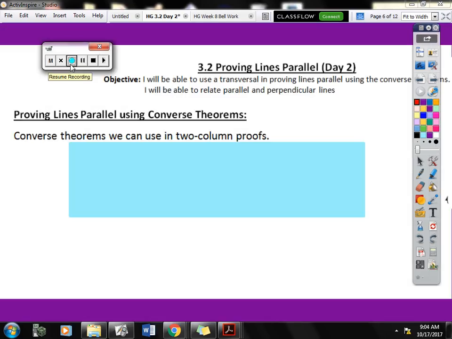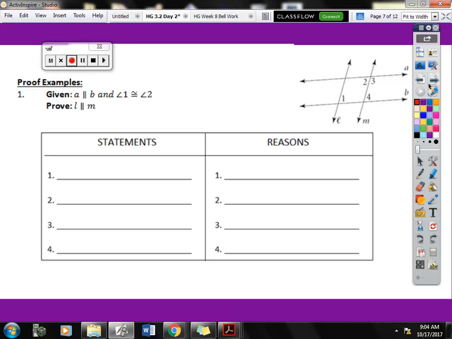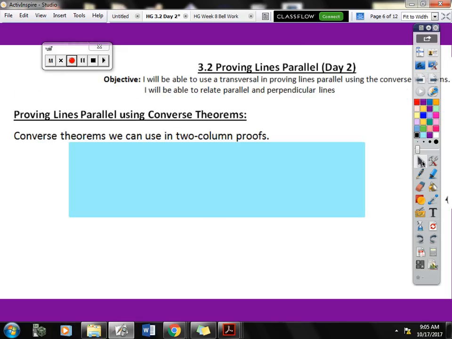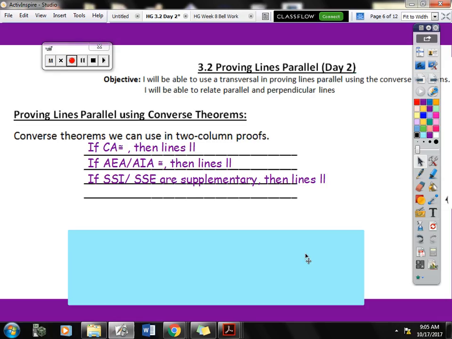All right, so last week we talked about section 3.2, which were the converse theorems. Today we're going to do proofs with the converse theorem. So instead of asking you to prove 2 angles are congruent, I'm going to ask you to prove 2 lines are parallel. To do that, we'll use the converse theorems. Okay? So remember our converse theorems from Wednesday are the converse of the corresponding angles postulate, which says if corresponding angles are congruent, then lines parallel.